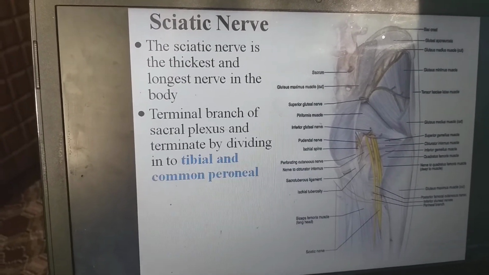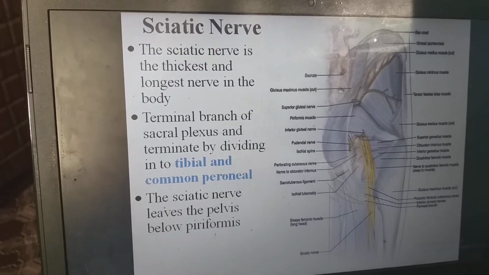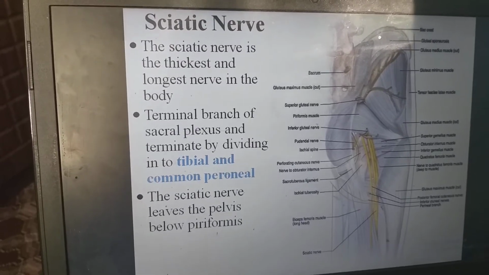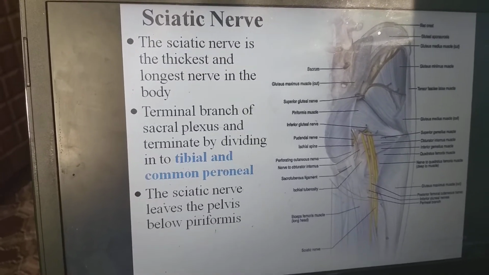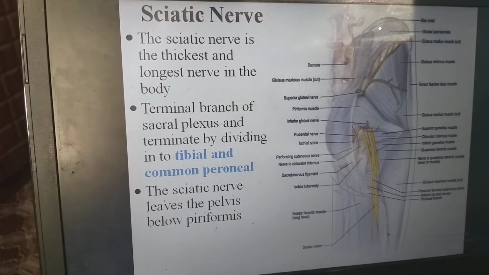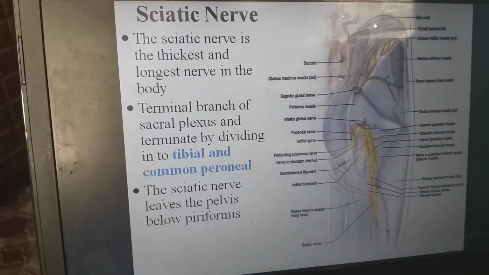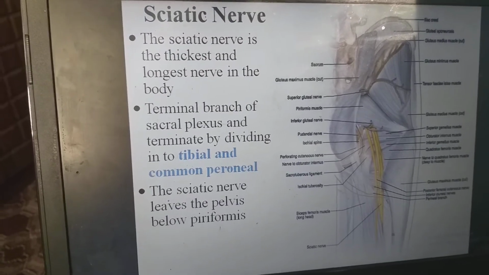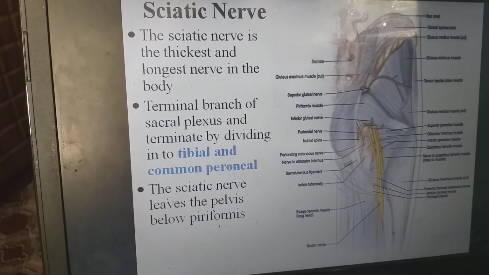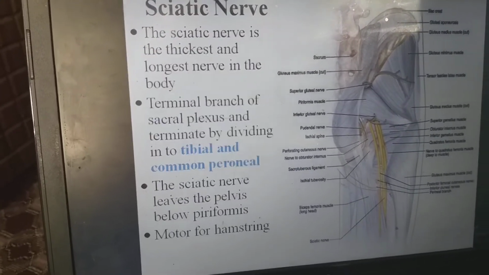So we call it the sciatic nerve, the thickest and the longest nerve in the body, which finally terminates at the knee joint as the tibial and the common peroneal, or common fibular, nerve, divided into tibial and fibular. The sciatic nerve leaves the pelvis below the piriformis muscle.